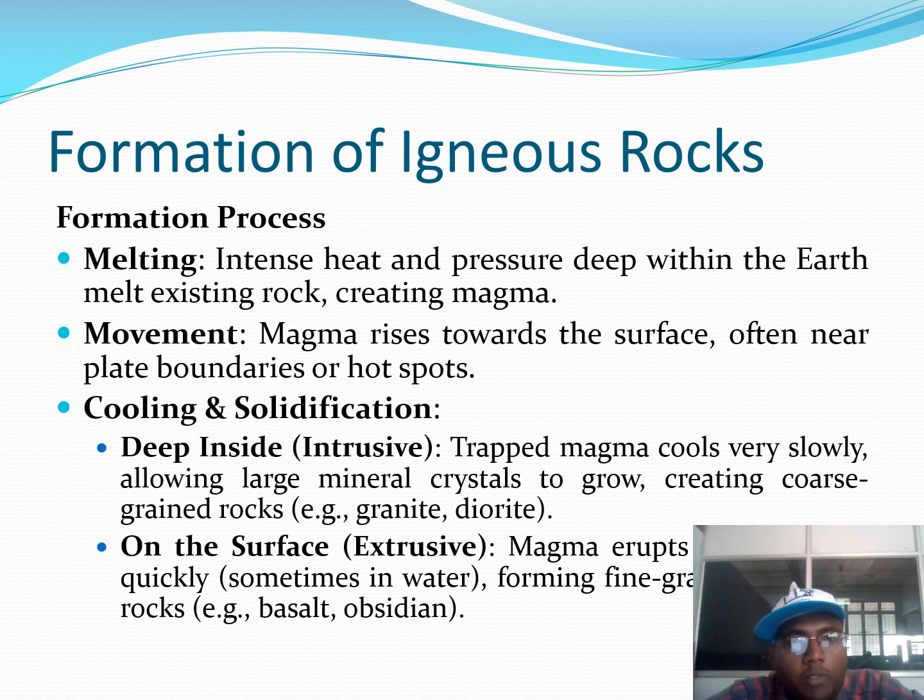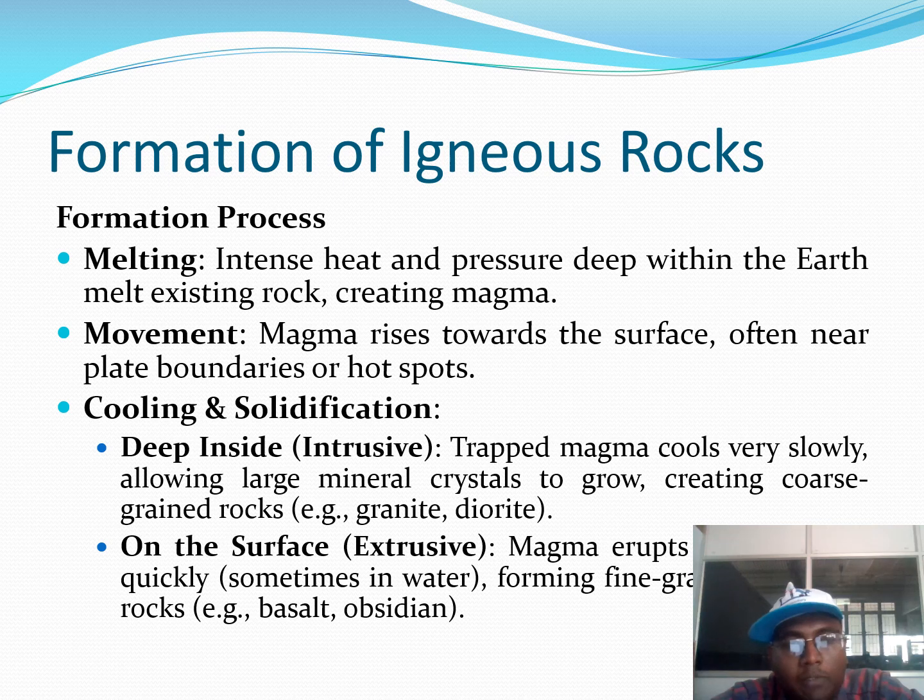Next we see the formation of igneous rock, which is carried out by three different processes, namely melting, movement, and cooling. Melting is the first process. Due to the presence of heat and pressure, older rock can melt and form magma. After the formation of magma, the second process is carried out. The second process is movement. The magma rises towards the surface, often near the plate boundaries.